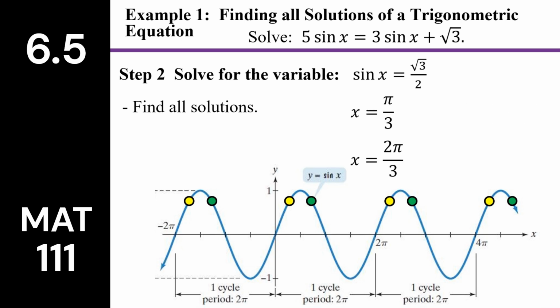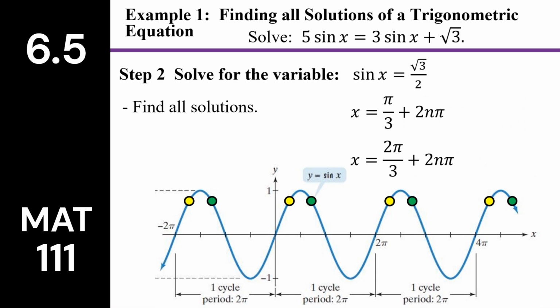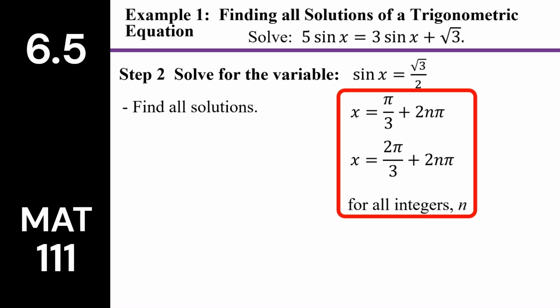So we need a way of taking these two values and saying that we need the multiples of 2 pi in either direction. To do that, we'll add 2n pi, where n is an integer. Notice that when n is 0, we get our original angles, and when n is any other integer, we will get other values in the family of values. So these are all the solutions to this equation.